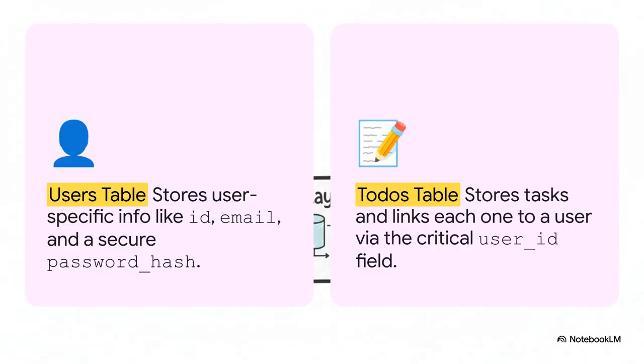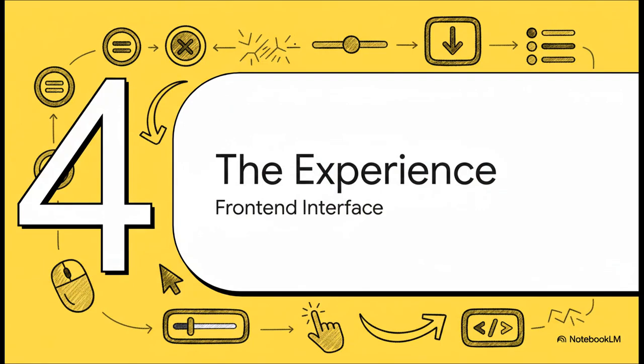And the database is designed to back this up perfectly. It's actually pretty straightforward. You've got a table for your users and a table for all the to-do items. And here's the magic link. Every single to-do item has a user ID attached to it. That one little piece of data creates an unbreakable link, guaranteeing that every task belongs to one and only one user.